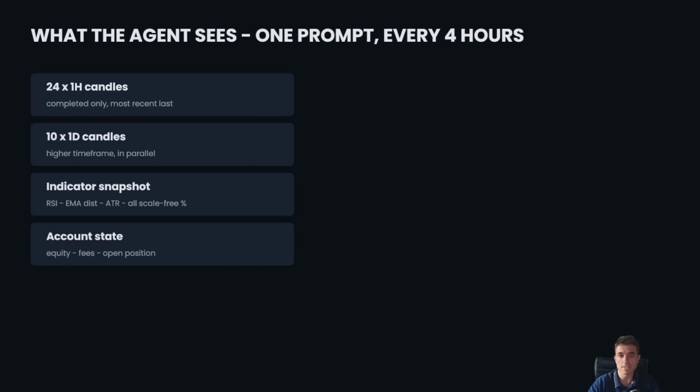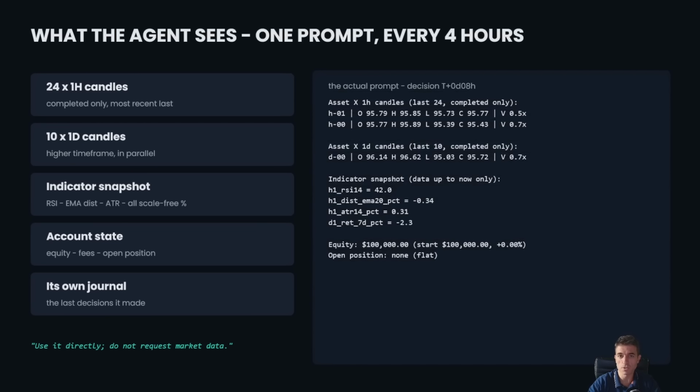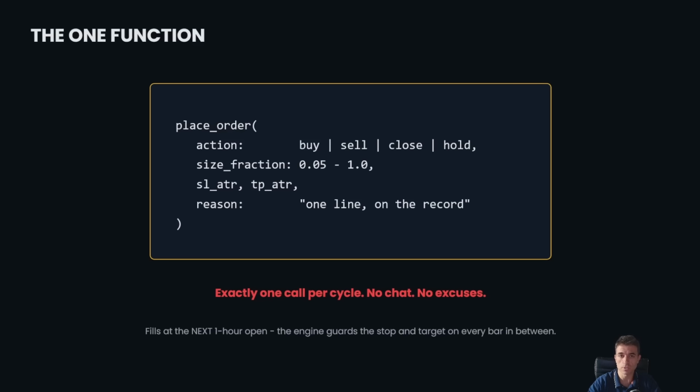The model also sees its current account information. It knows its balance, its open positions, and its recent performance. Finally, it sees its own recent decisions. In other words, the agent reads its own trading journal before making the next choice, just like any normal trader or a human trader. After reading all of this information, the model must make exactly one function call. That function is called place_order. It must choose one action: buy, sell, close, or hold. It must also choose the position size, the stop loss distance, and the profit target or the take profit distance. Finally, it gives one short reason for its decision.